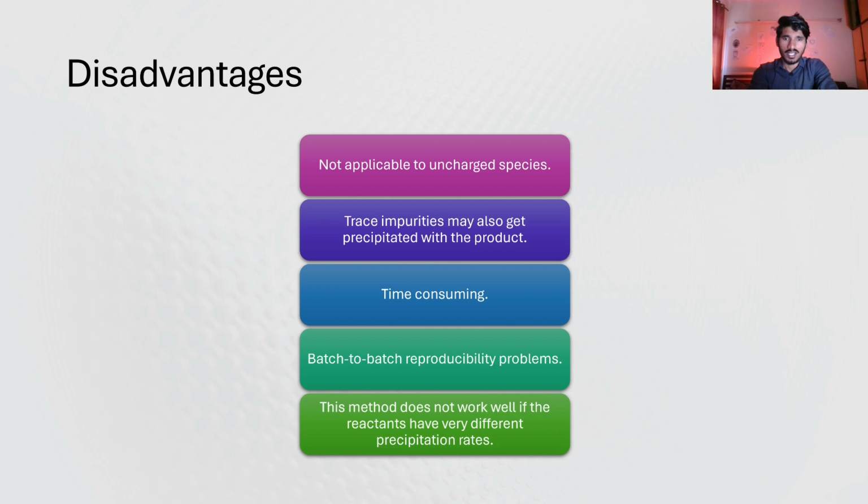Another thing that we have is batch to batch reproducibility problems. This method also does not work well if the reactants have very different precipitation rates. If the reactants both have the same precipitation rate, only then will co-precipitation occur. The word co-precipitation means precipitation at the same time. So if we have precursors that have different precipitation rates, co-precipitation will not be applicable. So this is all for co-precipitation. See you in the next video.